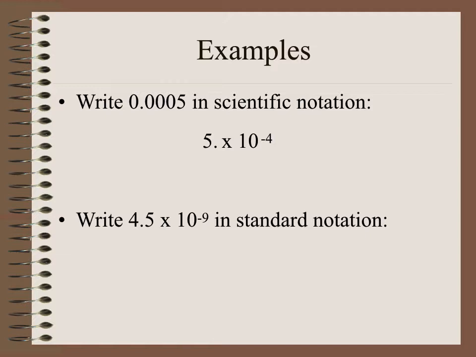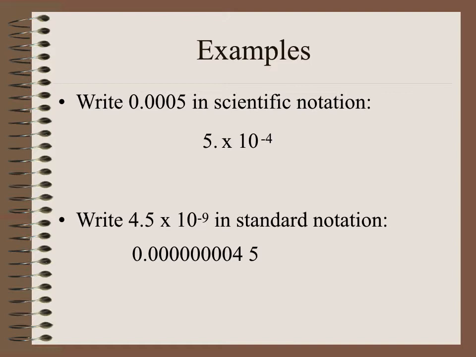Now let's take a number in scientific notation and write it in standard notation. Our number is 4.5 times 10 to the negative 9th. So the first thing we do is we put down our number, 4.5. Next, we need to move the decimal. The negative 9 tells us that we have to move the decimal 9 places to the left. So we end up with a decimal point, 8 zeros, and then 4, 5.